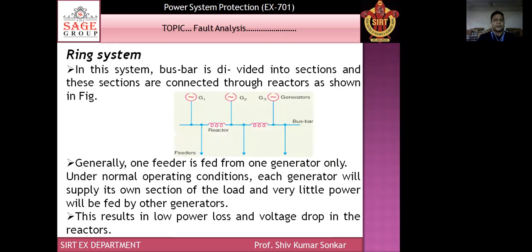Ring system. In this system the bus bar is divided into sections and these sections are connected through reactors, as shown in the figure. Generally, the feeder is fed from one generator only. Under normal operating conditions, each generator will supply its own section of the load and very little power will be fed by other generators. This results in low power loss and voltage drop in the reactors. This is the main principle of the ring system.